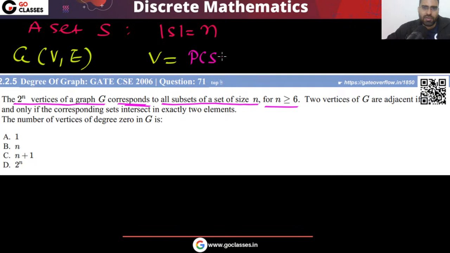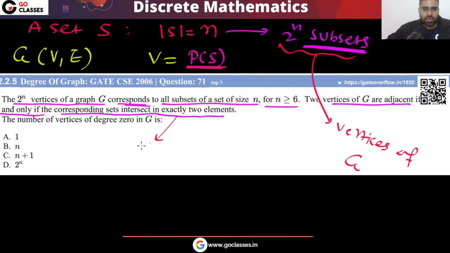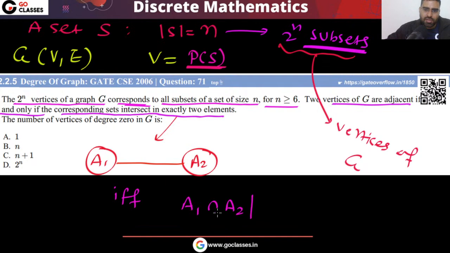Okay, there will be 2 power n subsets, right? So these 2 power n subsets are the vertices of G. Now, what this question is saying? 2 vertices are adjacent if and only if the corresponding sets intersect in exactly 2 elements. So if you have this set A1 and this set A2, they will be adjacent if and only if the cardinality of A1 intersection A2 is equal to 2. Means they intersect in exactly 2 elements.